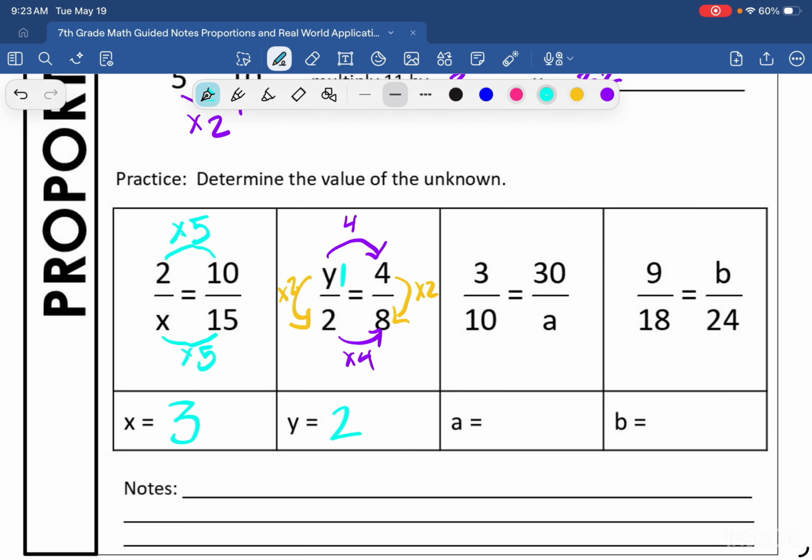Looking at the next question right here, 3/10 equals 30 over a. I notice horizontally that 3 times 10 is 30. So 10 times 10 equals a, and that must mean that a equals 100.